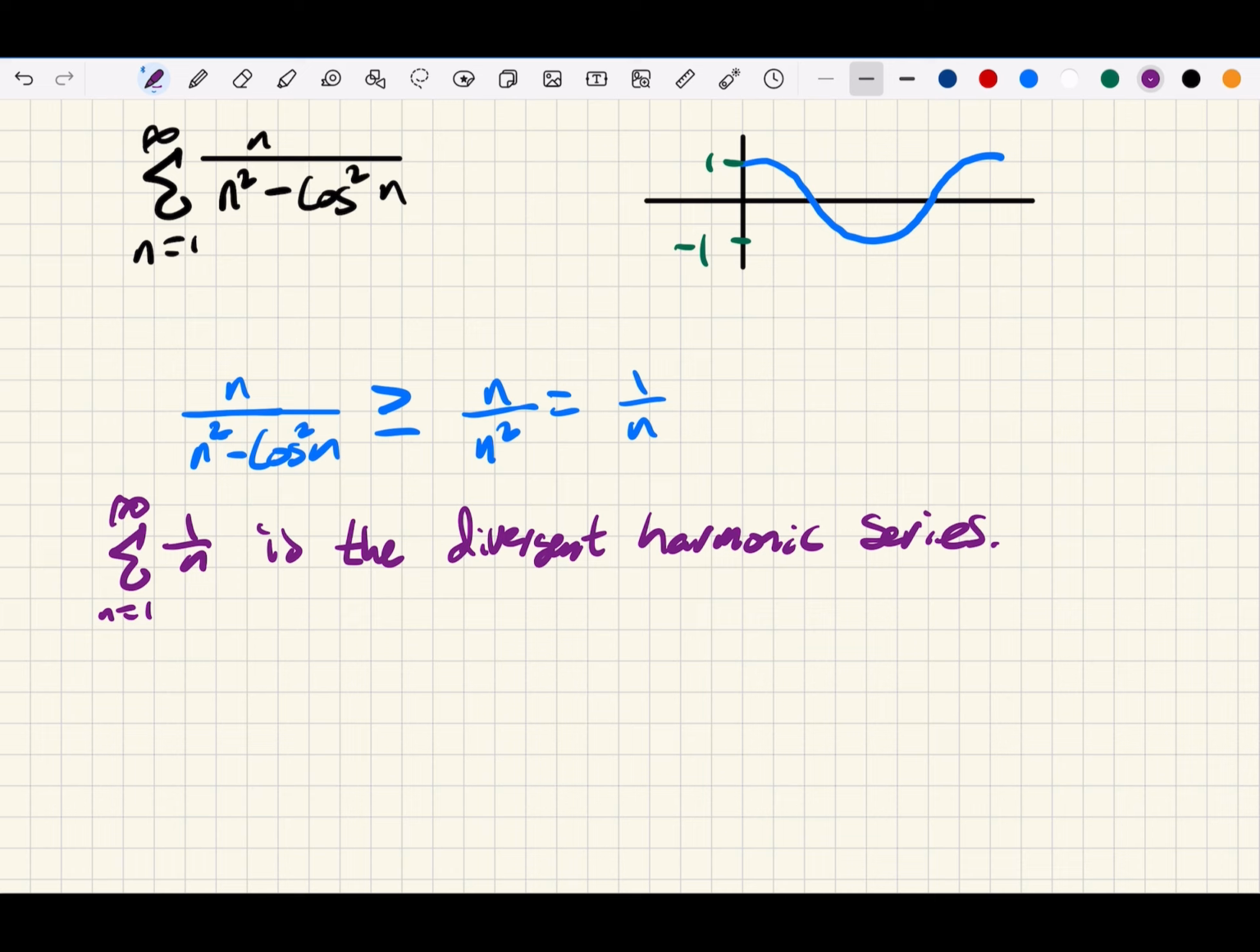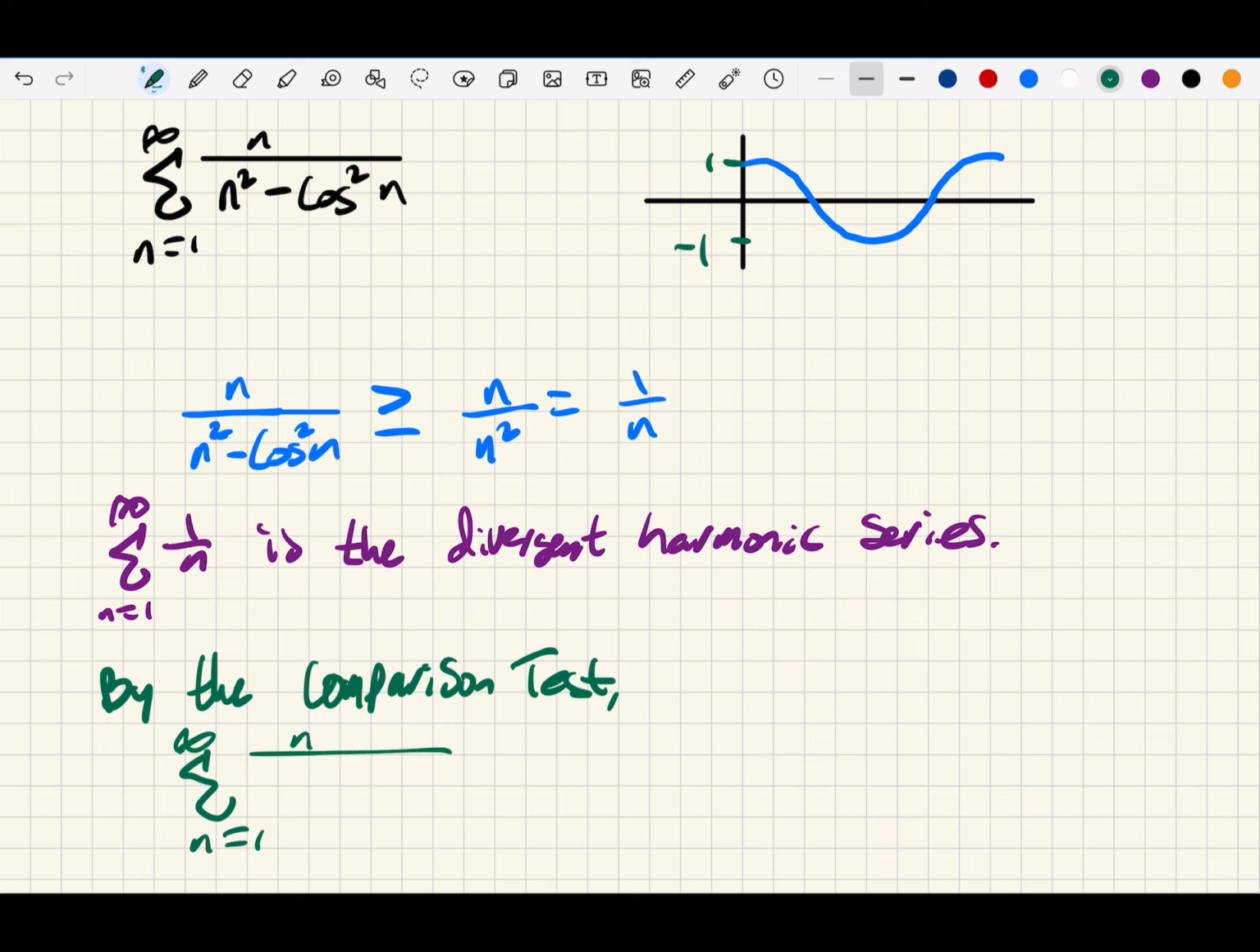So what I can do then is say, by the comparison test, the sum from n equals 1 to infinity of n over n squared minus cosine squared n is also divergent. Okay, any questions? It's not too bad. It looks bad to start with, but still not too bad.